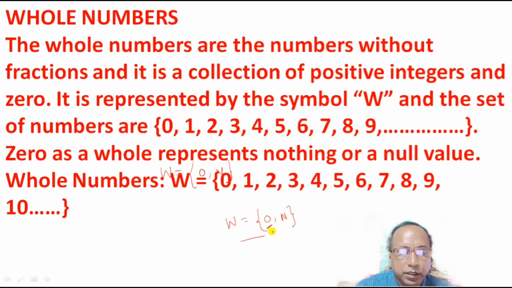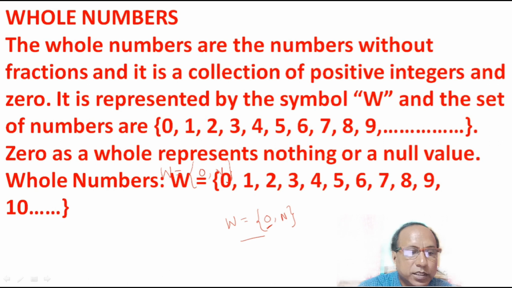Once again, natural numbers are the counting numbers and start from 1, that is 1, 2, 3, 4, 5, and the whole numbers start from 0, that is 0, 1, 2, 3, 4 up to infinity. Whole numbers consist of 0 and the natural numbers.